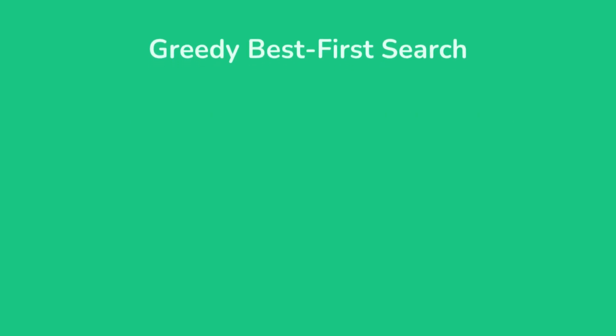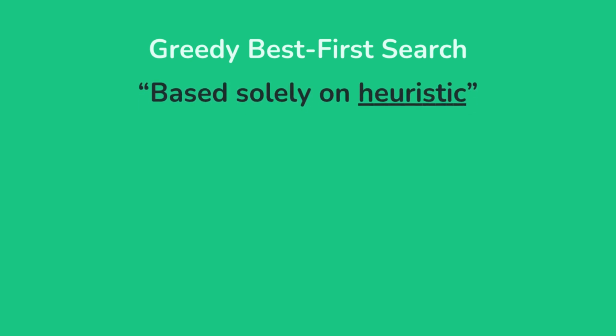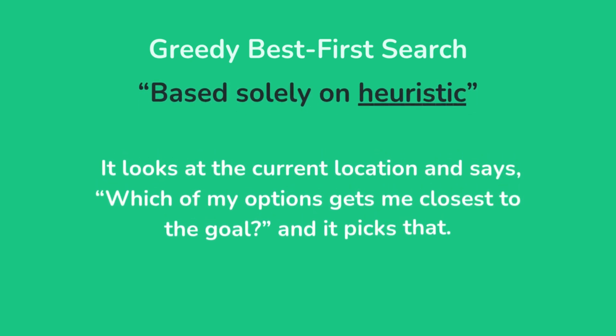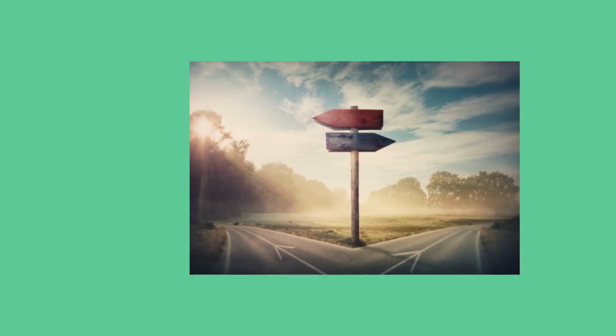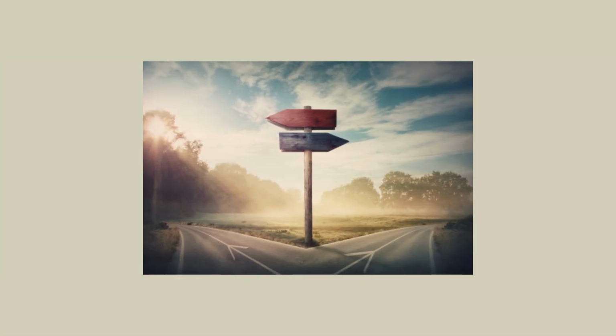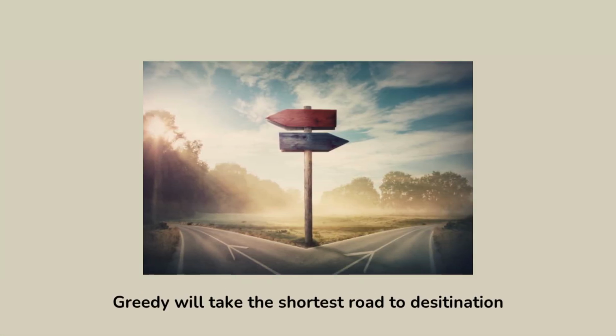Let's begin with greedy best first search. This algorithm makes decisions based solely on the heuristic. It looks at the current location and says, which of my options gets me closest to the goal? And it picks that. The idea is to always choose the path that appears to lead most directly to the destination, based on the heuristic value. So if you're at a crossroads and one road seems shorter, greedy will take it, without caring about how far you've already traveled. It only looks ahead.